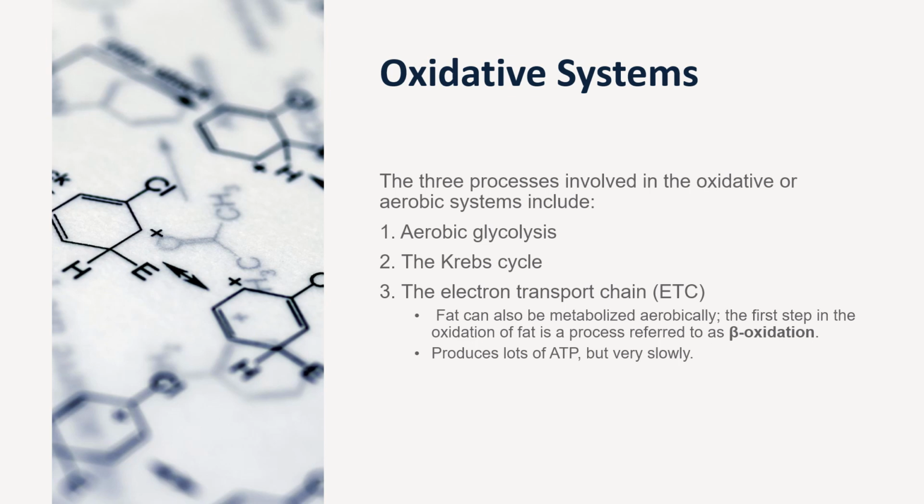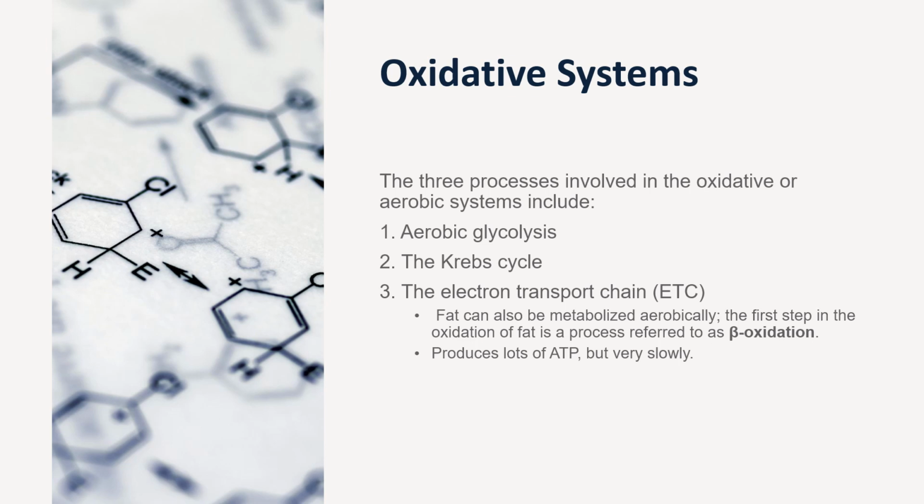So glycolysis is the first step in the breakdown of glucose, whether it occurs in an aerobic or anaerobic environment. In the context of the oxidative system, glycolysis refers to the initial breakdown of glucose to produce pyruvate. This process occurs in the cytoplasm of the cell and does not require oxygen. During glycolysis, glucose is converted into two molecules of pyruvate, and a small amount of ATP and NADH, or nicotinamide adenine dinucleotide, are generated. The pyruvate produced from glycolysis can then enter the mitochondria for further processing in aerobic conditions.